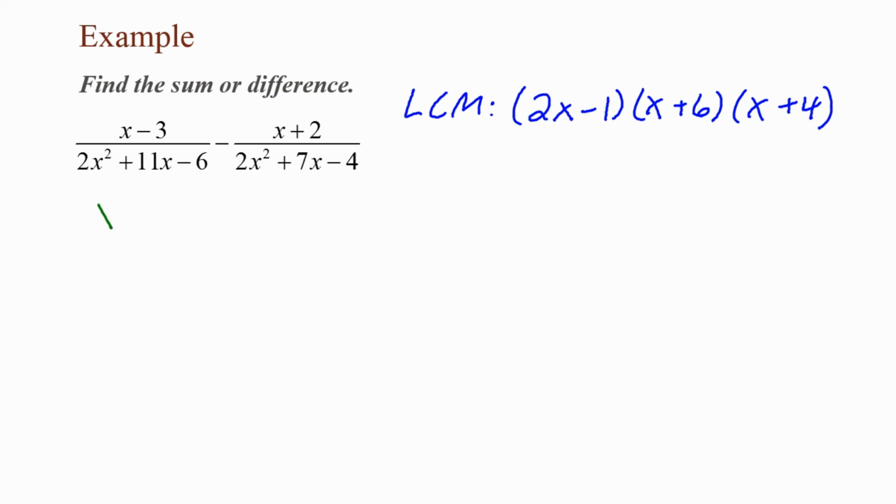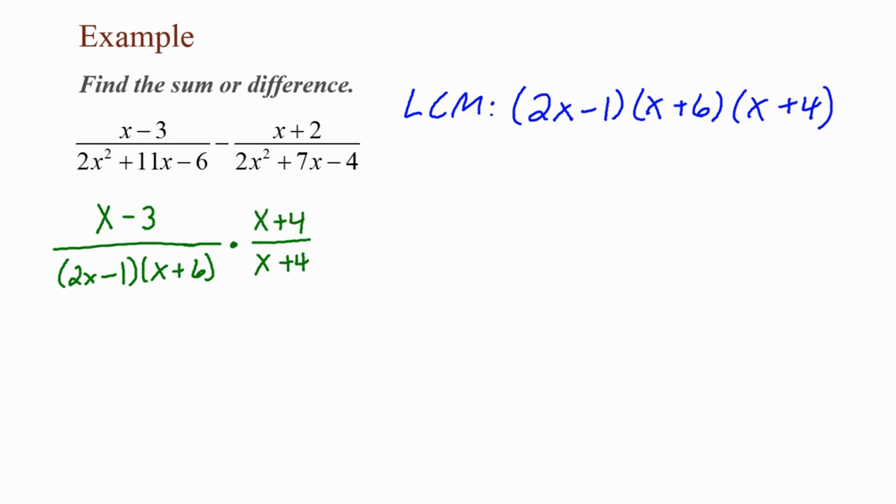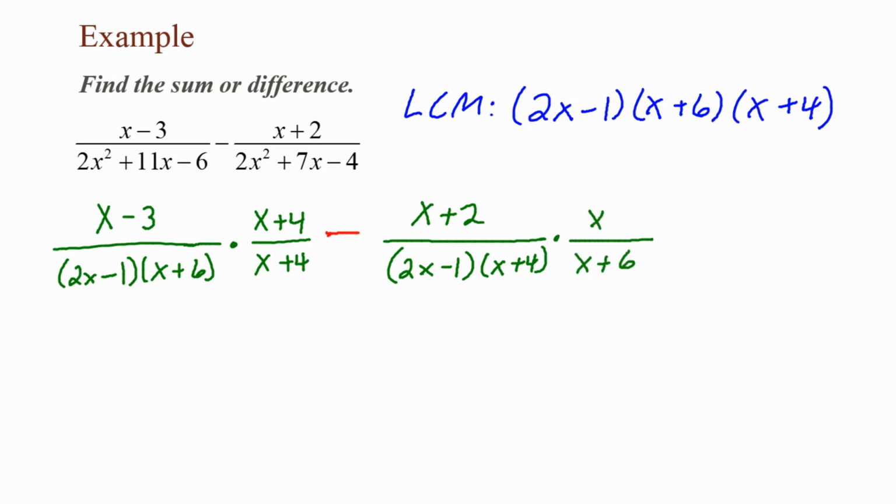For my first fraction, (x minus 3) divided by (2x minus 1) times (x plus 6). For my least common multiple, I need x plus 4. Multiply by (x plus 4) over (x plus 4). Minus, for my second fraction, I have (x plus 2) divided by (2x minus 1) times (x plus 4). To get the LCM for this fraction, I need x plus 6. So I'm going to multiply by (x plus 6) divided by (x plus 6).